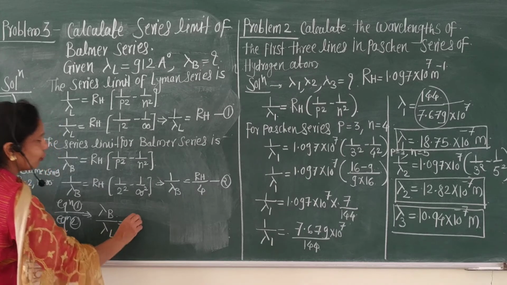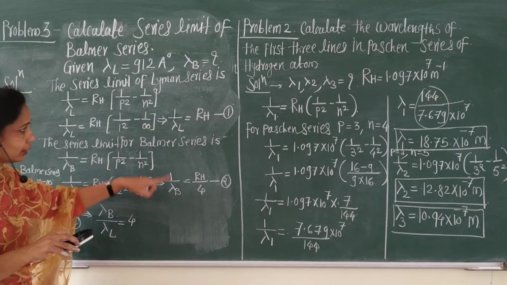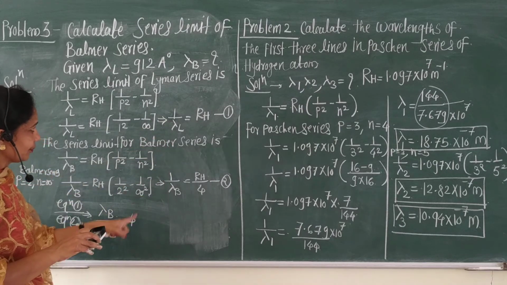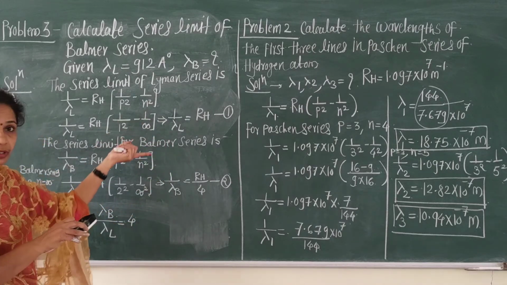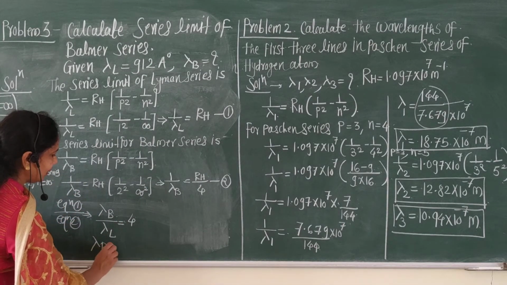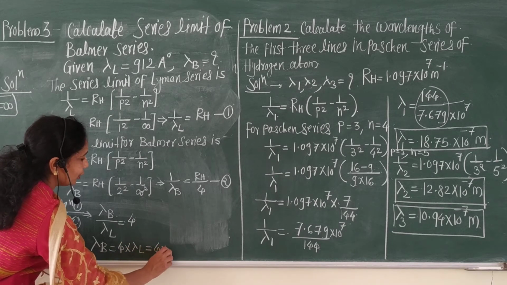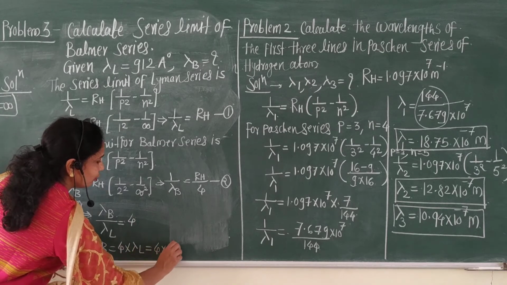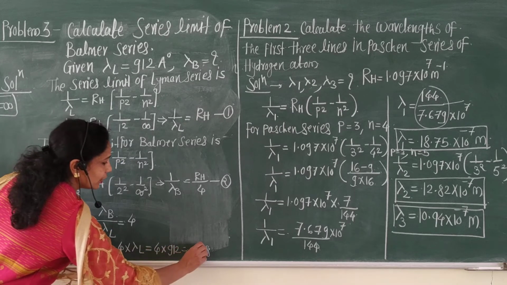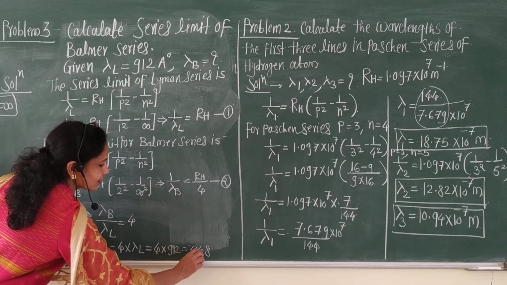lambda B upon lambda L is equal to 4, since 1 upon lambda L into lambda B upon 1. Therefore, we get lambda B upon lambda L. On this side, RH gets cancelled and this becomes the numerator. Therefore, we get 4. Therefore, lambda B is equal to 4 into lambda L. Therefore, 4 into 912: 4 into 2 is 8, 4 into 1 is 4 and 4 into 9 is 36.